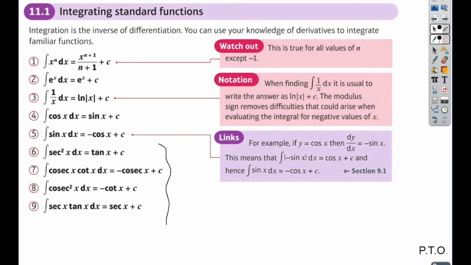If the integral is already of the form either sec squared x, cosec x cot x, cosec squared x, or sec x tan x, they're not difficult. You can just apply one of those standard rules. However, sometimes they're not in that form, and you've got to look out for when that happens.